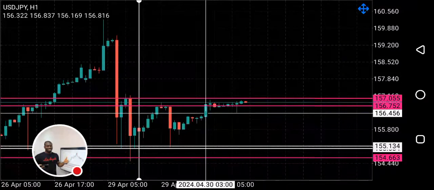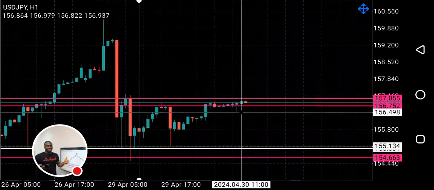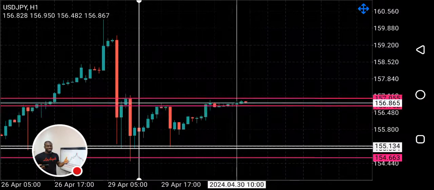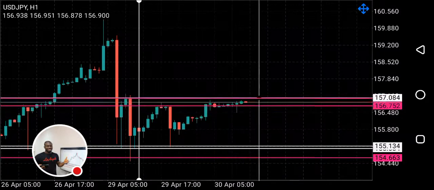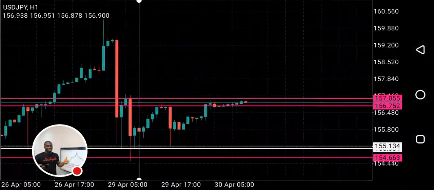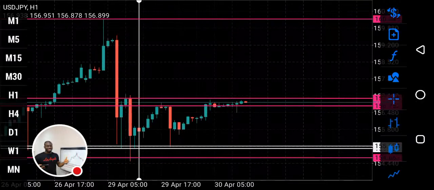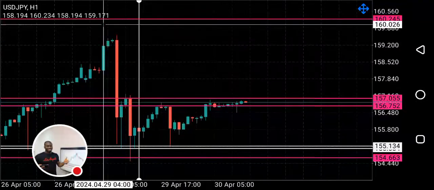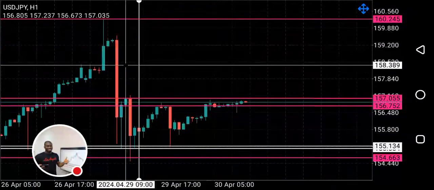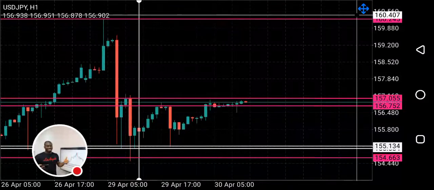Since the opening at 4 a.m., you can see USD JPY has been in a range, and there's a high probability for price to shoot up. I'm expecting USD JPY to hit this high, because there are a lot of stop losses at this level. Liquidity needs to be cleared at this previous high. That's my technical expectation on USD JPY this week.